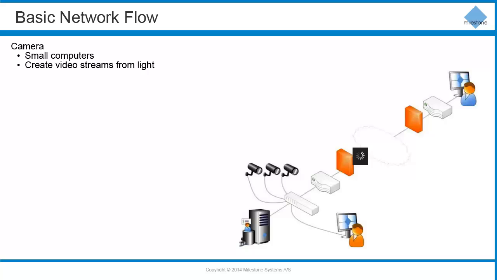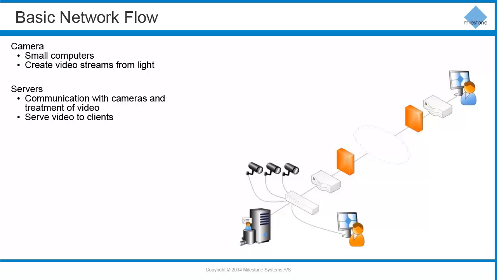Essentially, they are small computers that do many things. They capture light, then convert it to a digital format, encode it to a compressed format, and finally prepare that data to be sent across the network. Each network camera has a Cat5 cable connected to it, which allows sending the data to its destination. In an X-Protect surveillance system, that destination is always a recording server.